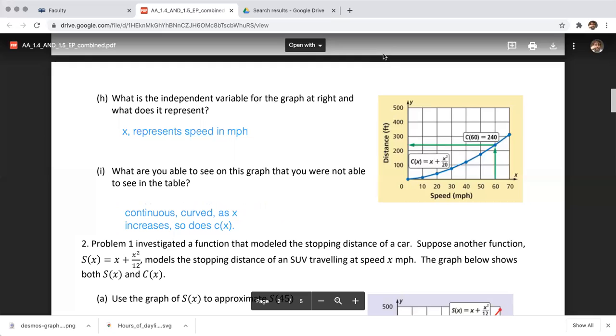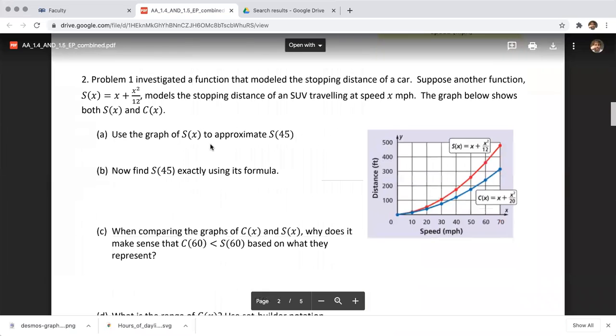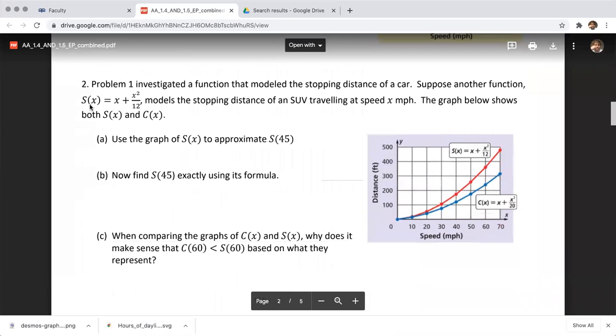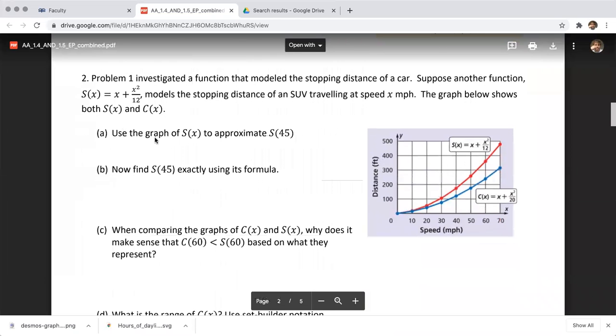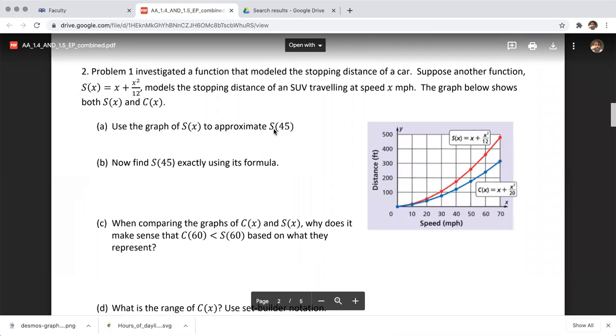Okay, so I'm going to clear that and scroll down. Use the graph of S of x to approximate S of 45. And what is S of x? Well, S of x equals x plus x squared over 12 models the stopping distance of an SUV traveling at speed x miles per hour. The graph below shows both S of x and C of x. So use the graph of S of x to approximate S of 45.